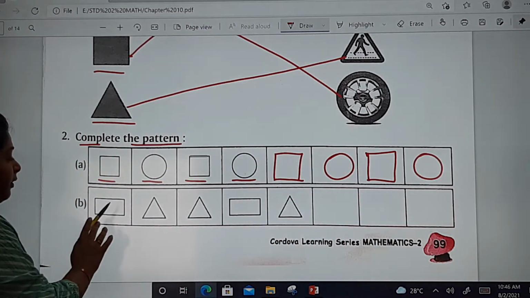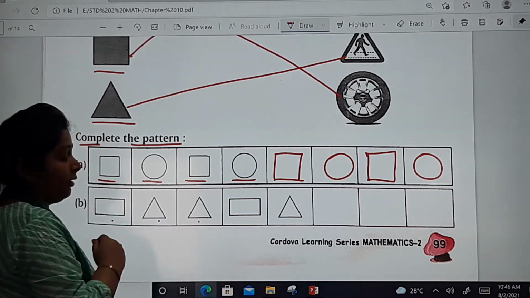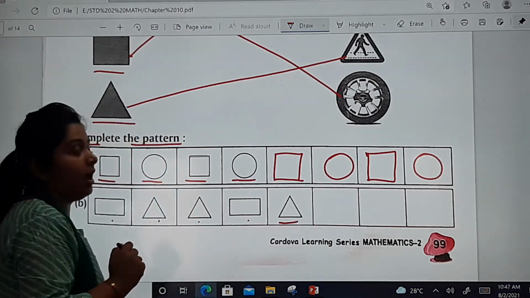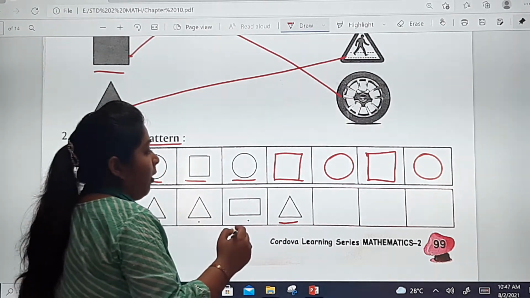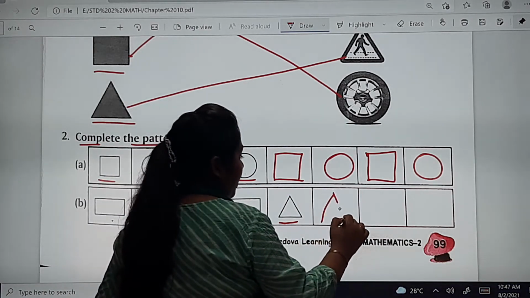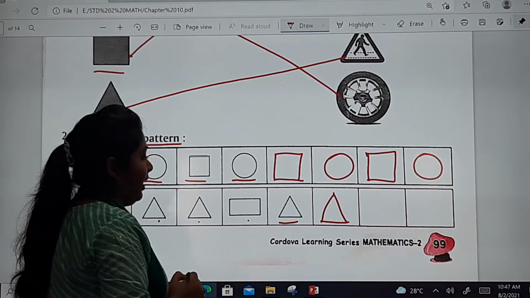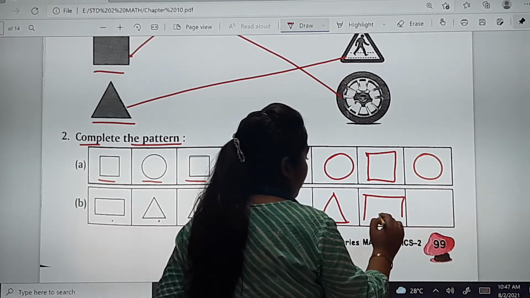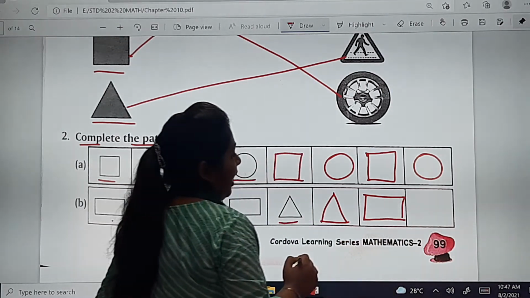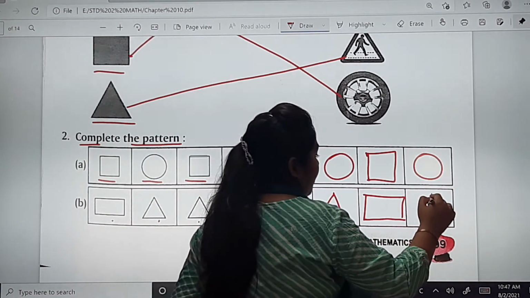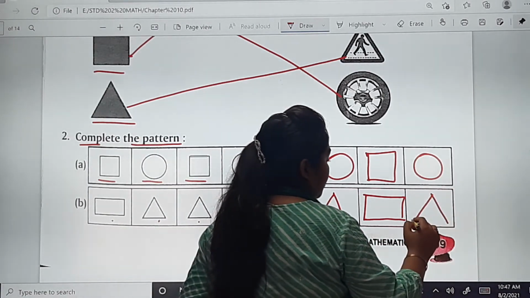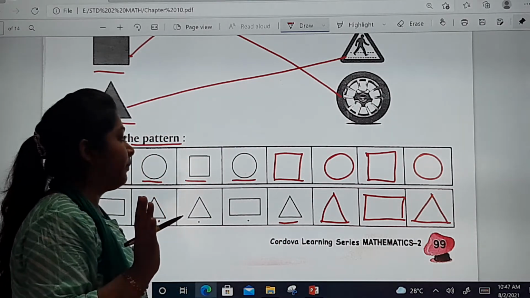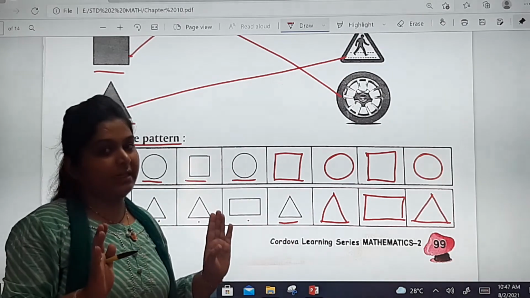See the next one. Rectangle, triangle, triangle. Two times triangle. Then again rectangle. Then here only one time triangle is given. So we will draw one more time. You will draw a triangle. Then rectangle. So you will draw a rectangle, dear children. And after rectangle, again one triangle, because only one box is given here. So you will draw only one triangle. Like this, you have to complete exercise number 1.